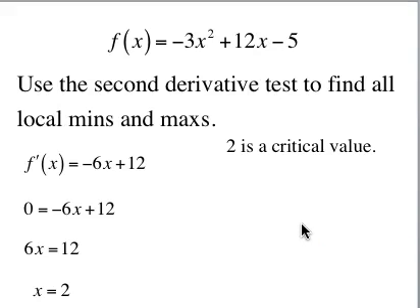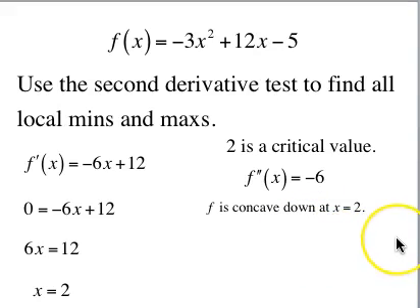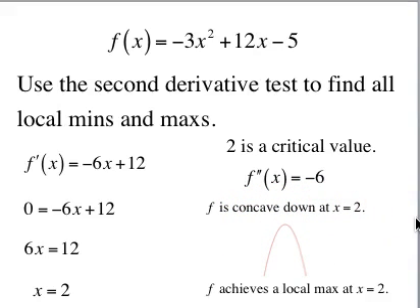So 2 is our critical value. What about our second derivative? F prime of x is negative 6x plus 12. So f double prime is negative 6. Second derivative is constant, is always negative. If it's negative, that means it's concave down. So if it's concave down, what does that look like? We have an upside down parabola for a concave down situation. If that's the case, then the function f will achieve a local maximum at x equals 2.